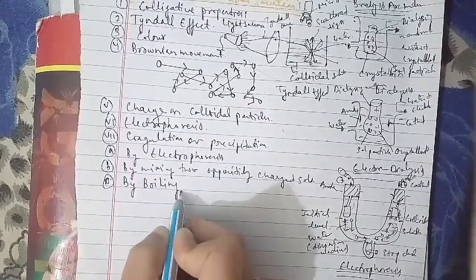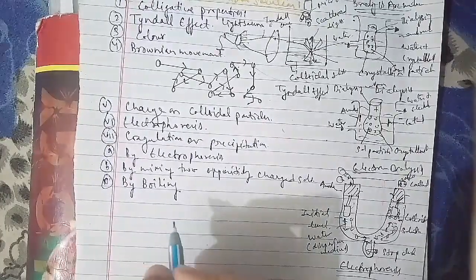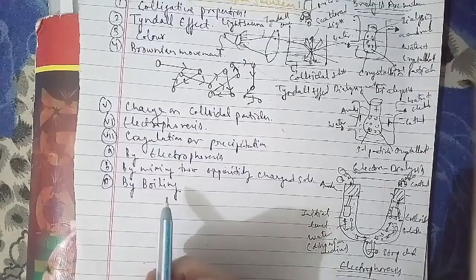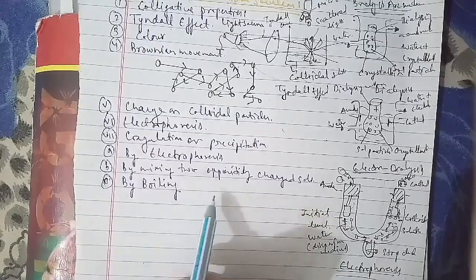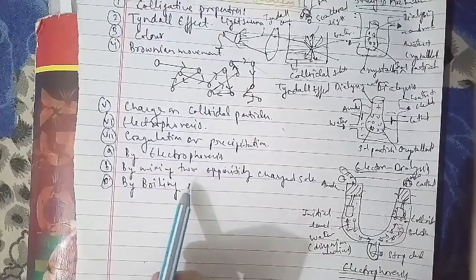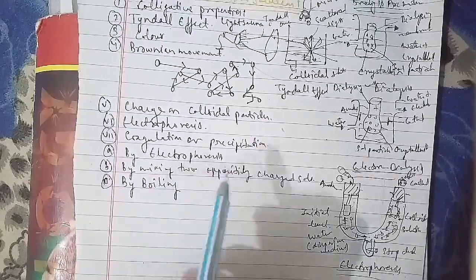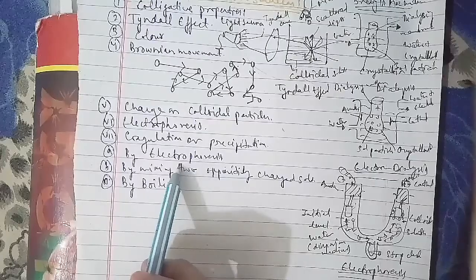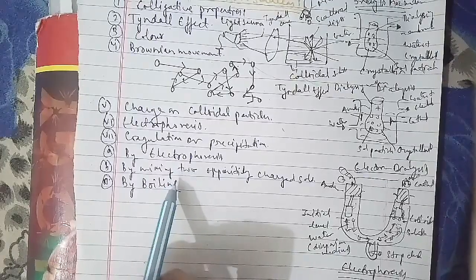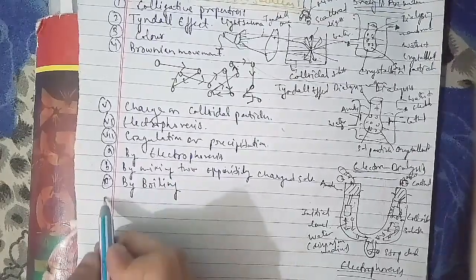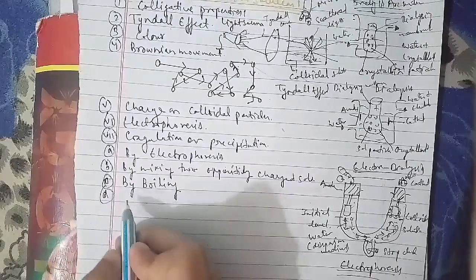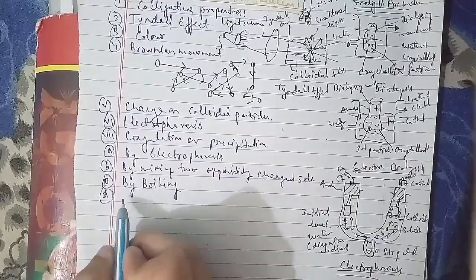We'll talk about the fourth one, which is by persistent dialysis. On prolonged dialysis, traces of the electrolyte present in the sol are removed almost completely, and the colloids become unstable and ultimately coagulate as well.